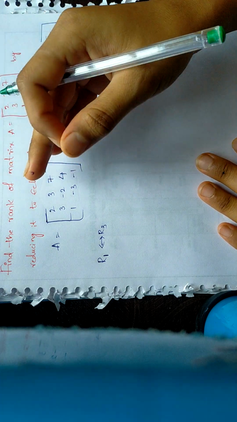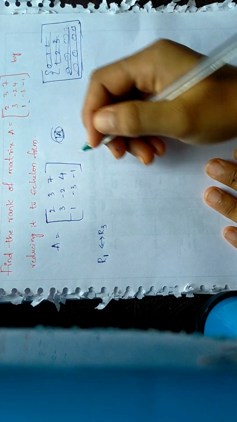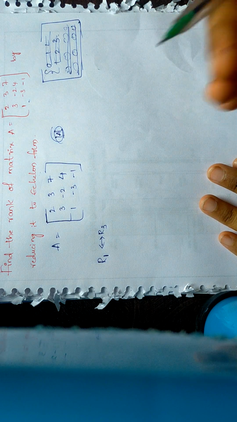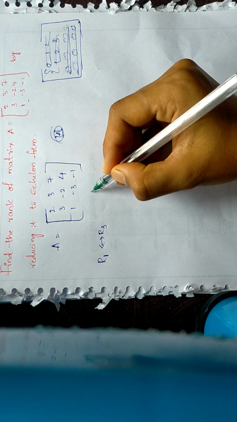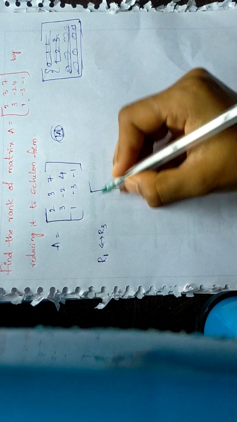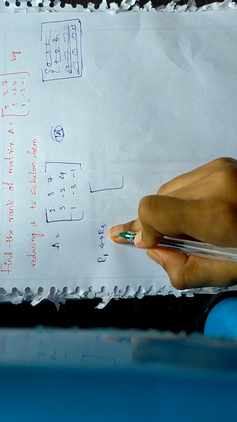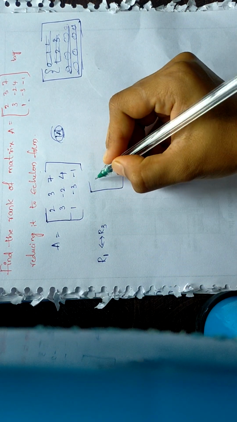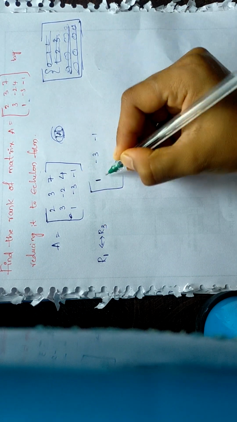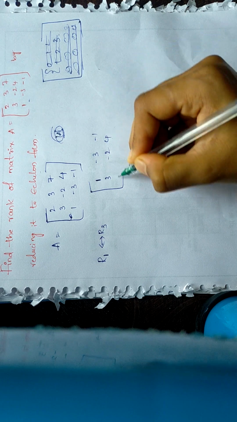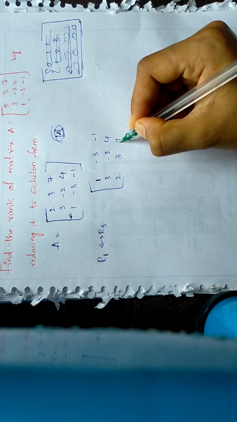Why we are doing this and how we are doing this, you will understand as we go on solving. When you start solving many problems, you understand what type of transformations you have to take. So R1 interchanged with R3. So R3 you have to write here first: 1 minus 3 minus 1, 3 minus 2 4, and R1 as last.